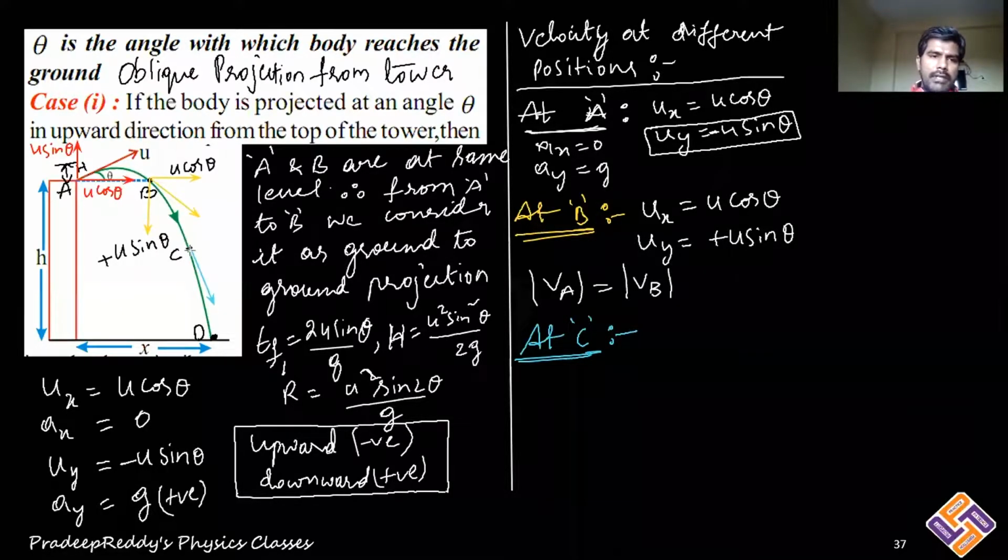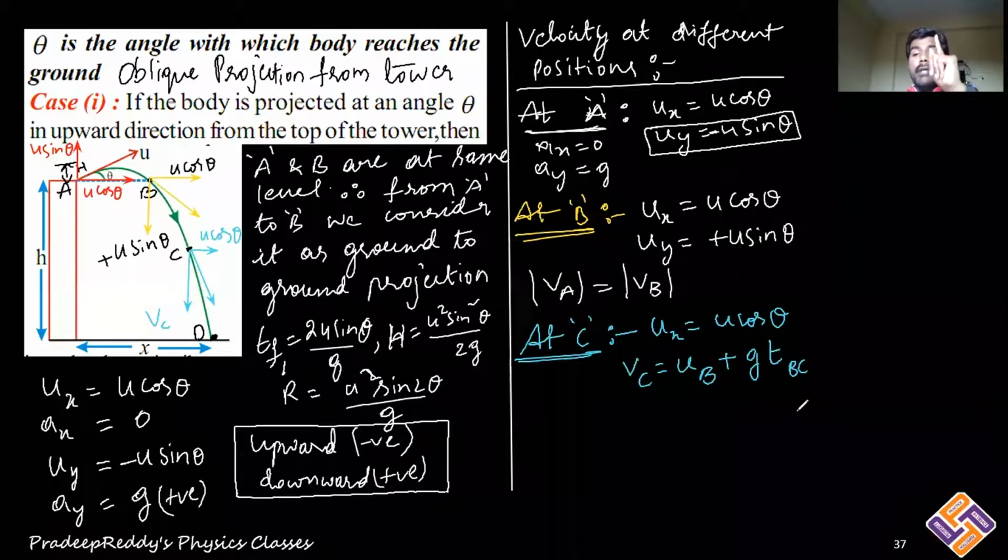And I can resolve that vector into components, one component along horizontal, one component along vertical. I am denoting it with light blue color. So here you can write this as u cos theta, and this is vertical velocity Vc. I am writing it as Vc, velocity at position C. So u along x-axis will remain same as it is u cos theta. But what about vertical velocity? V at C is equal to u at B plus g into time taken from B to C. I'm taking only from B to C.